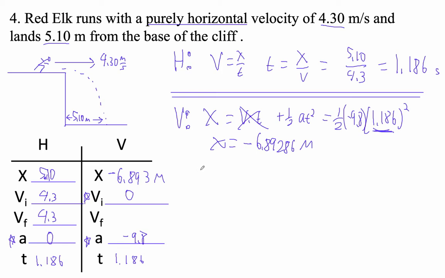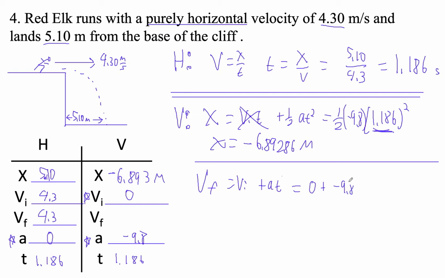All right, let's find the final velocity. Final velocity is initial plus acceleration times time. So it's going to be 0 plus negative 9.8 times 1.186. I'm just using the up arrow on my calculator to put that whole number in there. I'm getting negative 11.623.